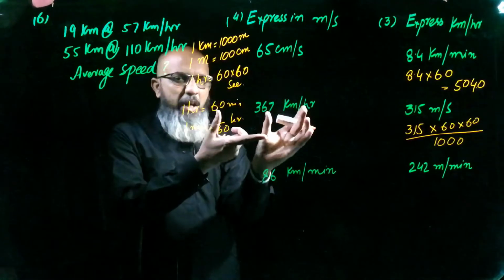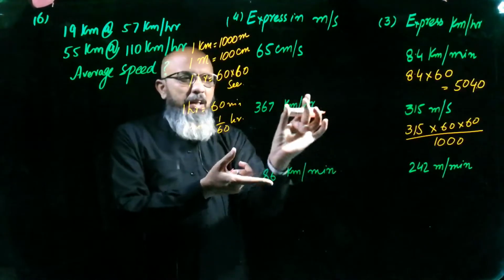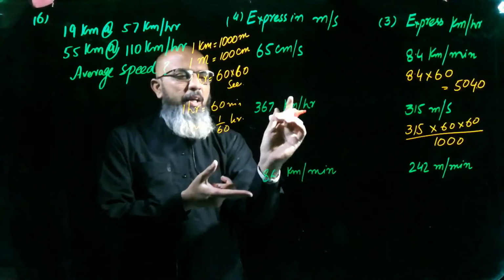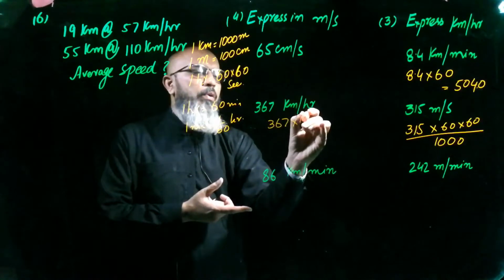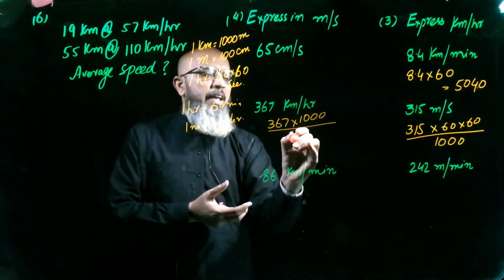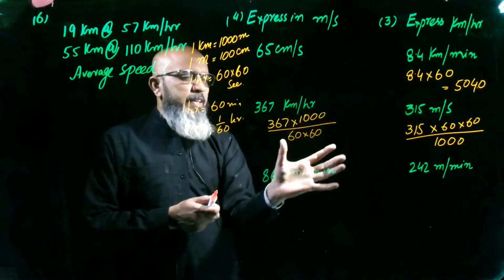In this question, we have to change kilometer per hour into meter per second. How many meters in 1 kilometer? That is 1000. Okay, so 367 into 1000. And how many seconds in 1 hour? That is 60 into 60. So why is it reversed here?